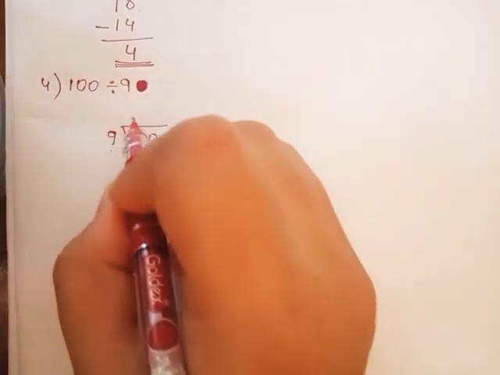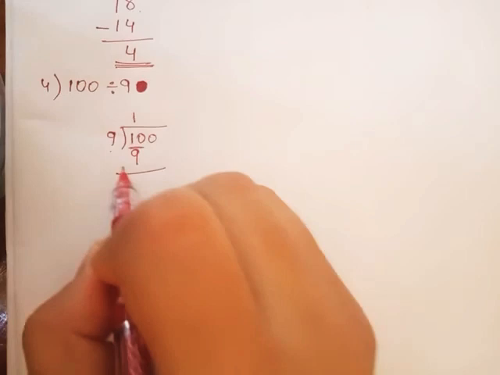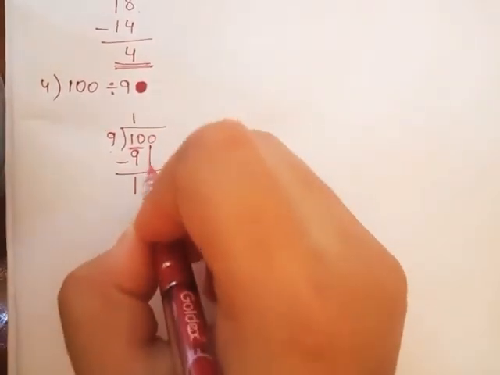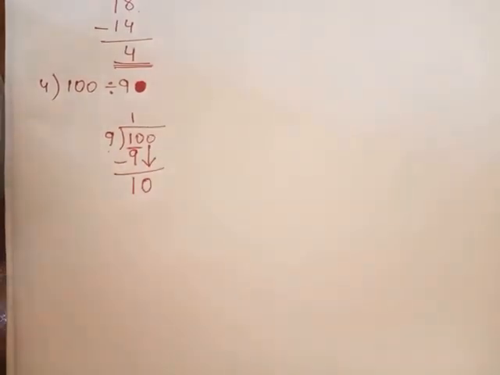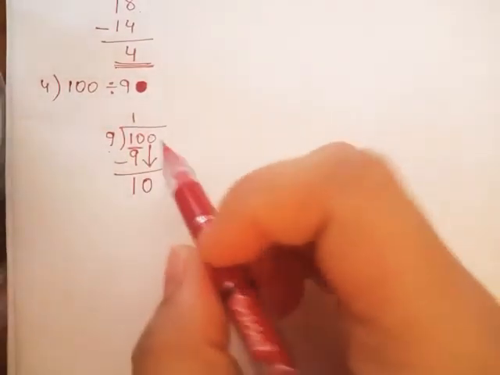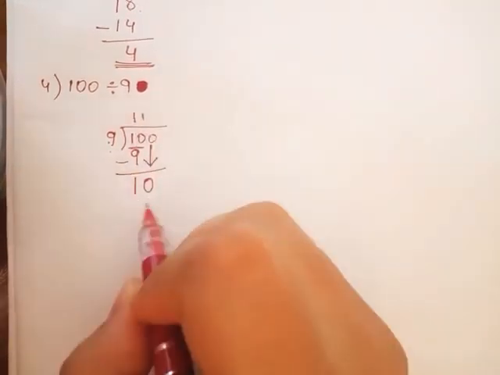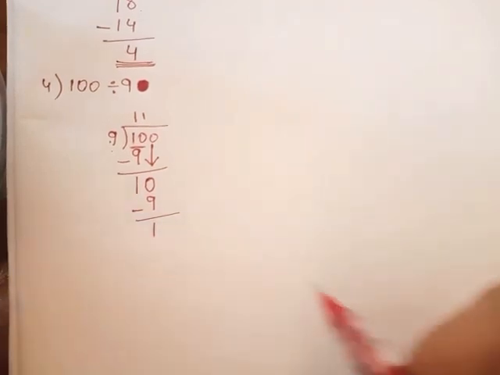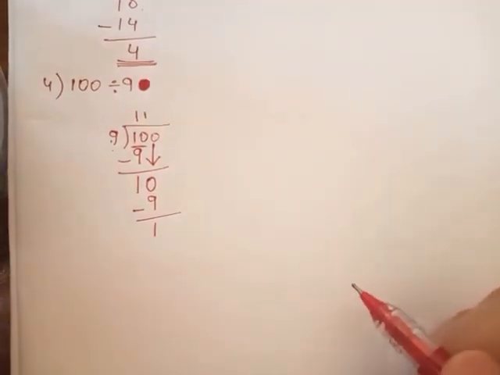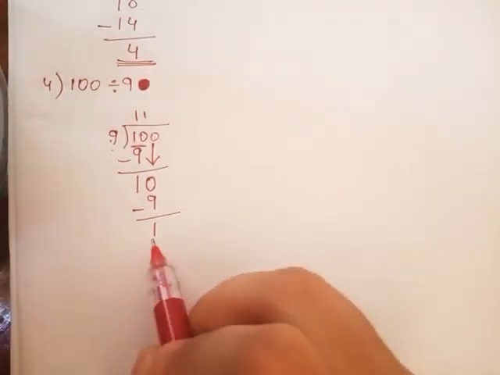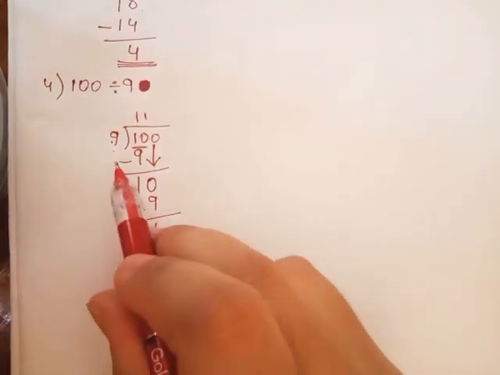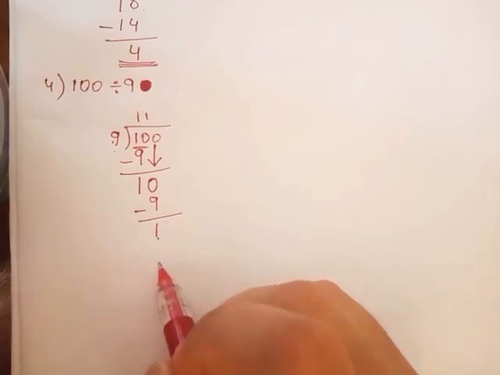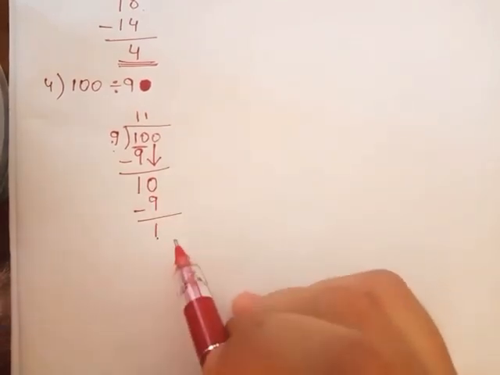So 9 times 1 is 9, and subtract, 1 will come down here. This is the remainder, and then we didn't use this 0, so this 0 will come down directly and join this 1. So now again, 9 times 1 is 9, so minus, 1 will come down here again. Now check, 1 is smaller than 9, so you cannot further divide by this 9, so this will be all for this question.